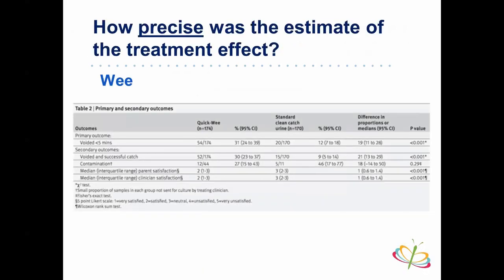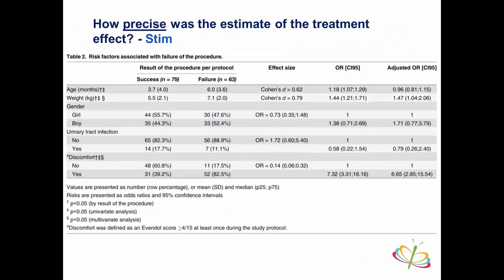Okay, and then how precise was the estimate of the treatment effect? Here we're looking at confidence intervals, and the confidence intervals are narrow, so our values are precise around the estimate too. Yes, and here we use odds ratios and then adjusted odds ratios for gender, which show the clinical significance for our study, as discussed in the slides prior.